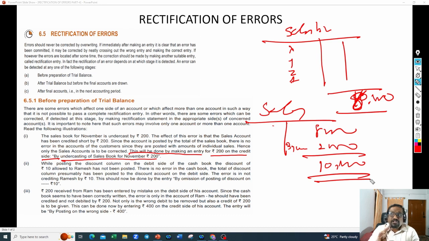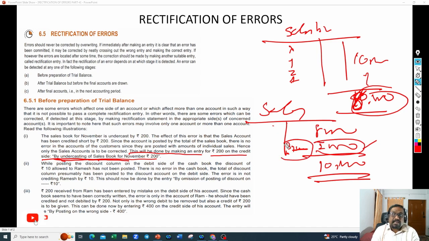How do you rectify? There is no debit and credit in this rectification. Please remember this point. This is very, very important. Here, what did I say? By undercasting of sales book 2000, I simply mentioned. Why? Because the total is 10,000 but I made it as 8,000. The difference is 2000. That 2000, I mentioned as by undercasting of sales book and rectified it.